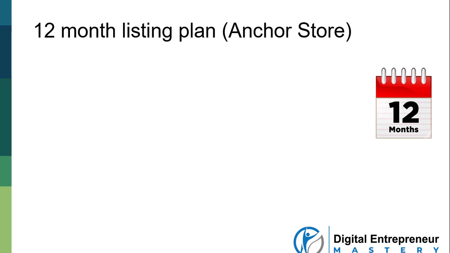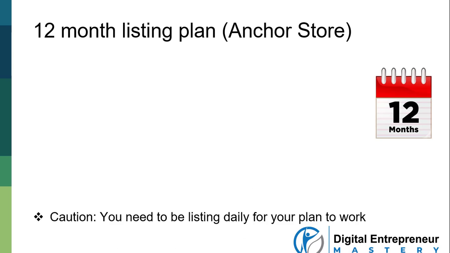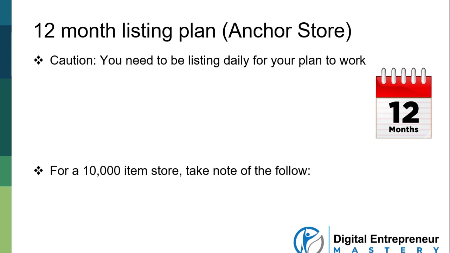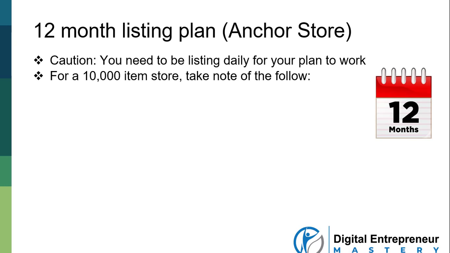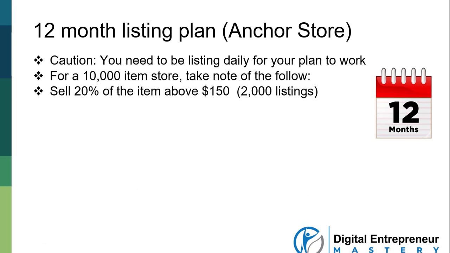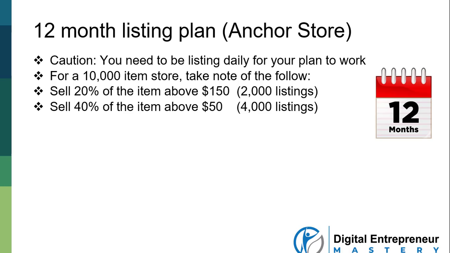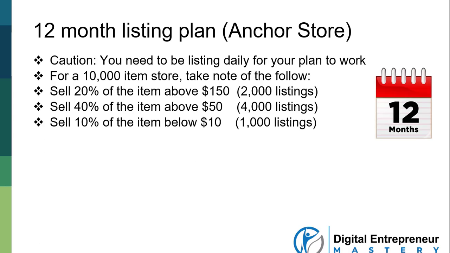For a 12-month listing plan, that means you are already having more than 1,000 items, and you can proceed on to set up an anchor store. Again, list daily. For a 10,000 item store, take note of the following. Sell 20% of the items above $150, which is 2,000 listings. Sell 40% of the items above $50, which is about 4,000 listings. While the rest of the 10% below $10, those items are just for you to gain traffic. This works out to be about 1,000 listings.